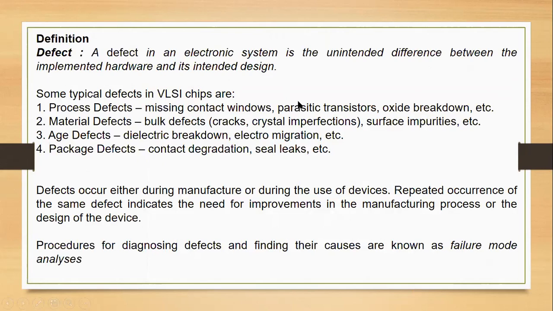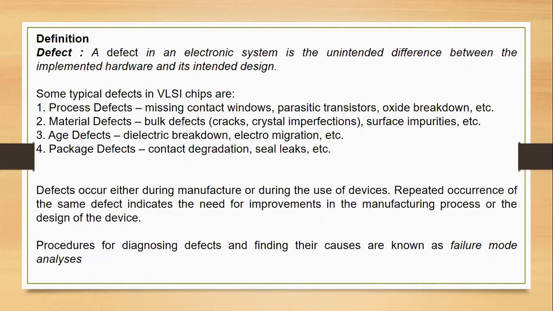And here we come out with a definition. What is a defect? A defect in an electronic system is an unintended difference between the implemented hardware and its intended design. So the defects within the electronic system can be represented as a difference between the hardware and the design itself. First one, process defect, represented by missing contact windows, parasitic transistors, oxide breakdowns, etc.